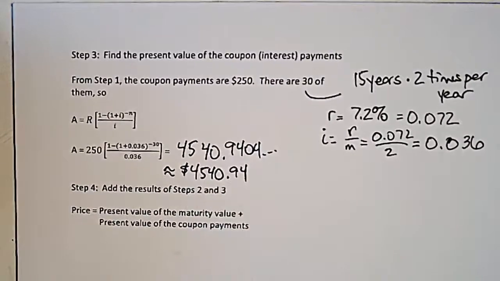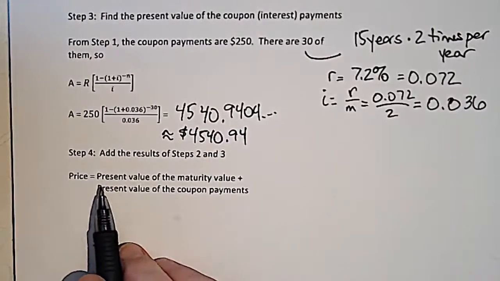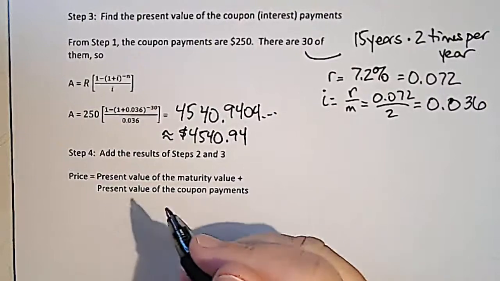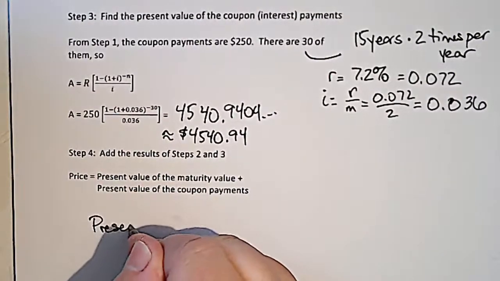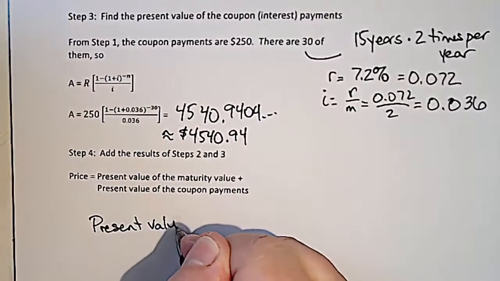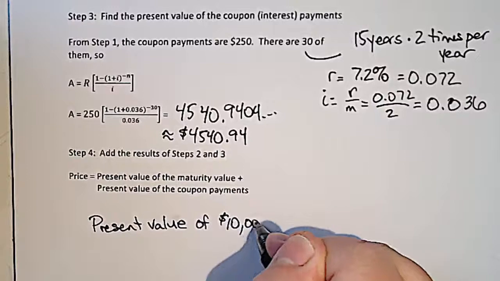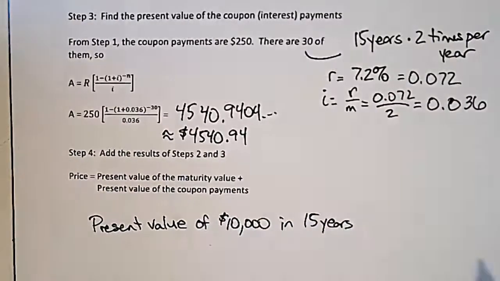And what we're supposed to do is add all of these various things up. So let's talk about what we're going to add up. So we've got the present value of the maturity value. The present value of $10,000 in 15 years.